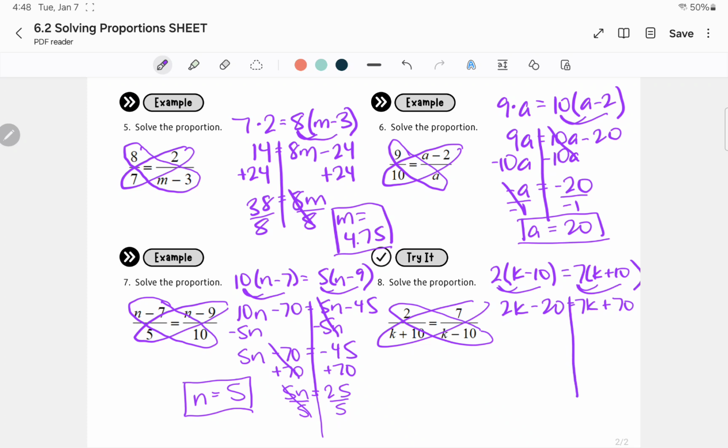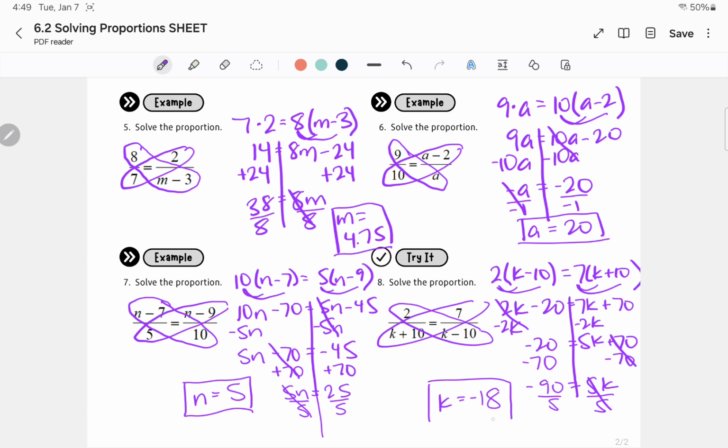Now, I'm going to, again, start with a smaller variable. So I want to subtract 2k. That's going to leave me with negative 20 on the left, 5k plus 70 on the right. Now I have a two-step equation. Now I could subtract 70 to get negative 90 equals 5k. And I can divide both sides by 5 to get k is negative 18.